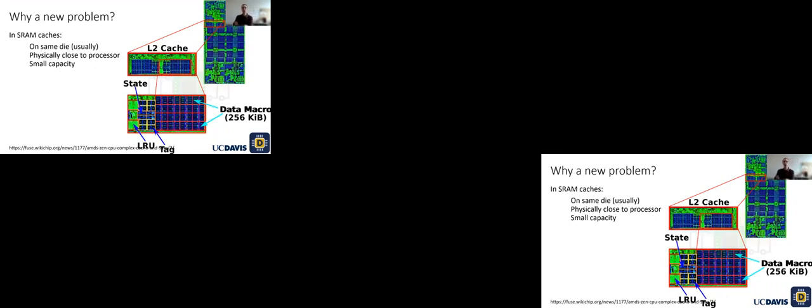So if we look at the way caches work on today's systems, these SRAM caches. This is a die shot from, I think, an AMD Zen 2, zooming in on the SRAM cache. What we can see is that the state, like the dirty or not, as well as the tags over here, are separate from all the data.